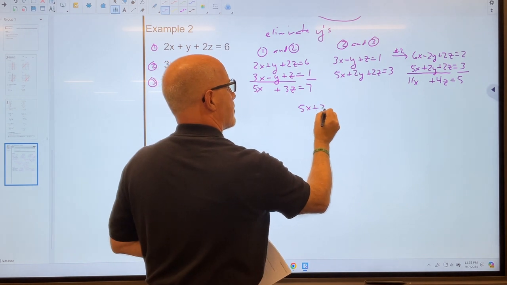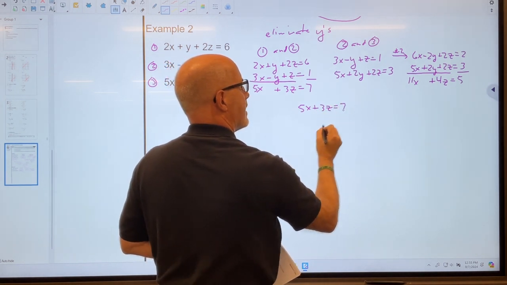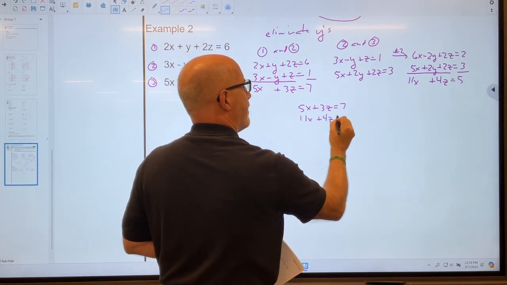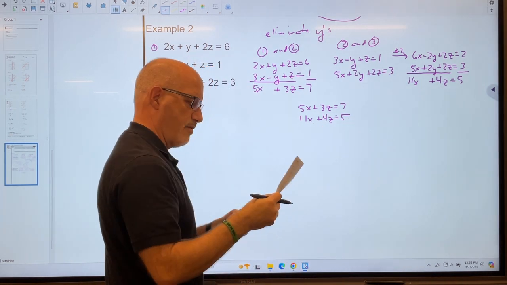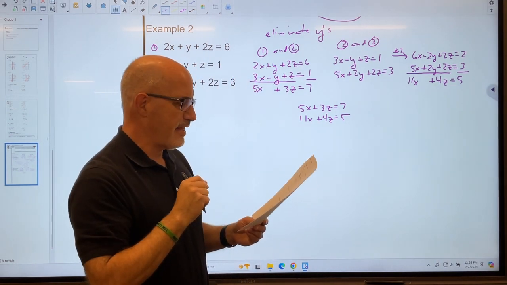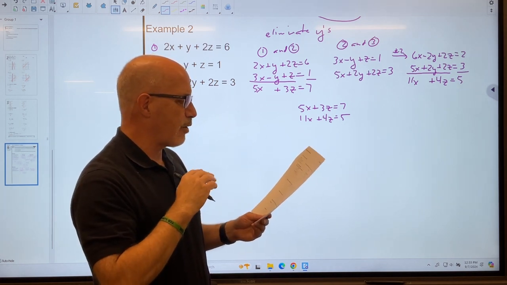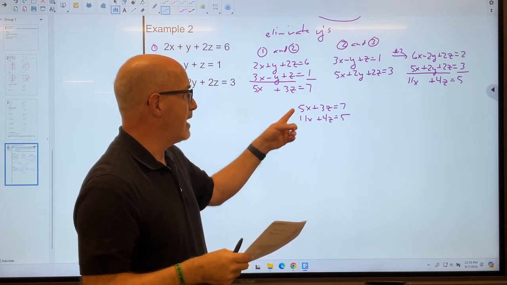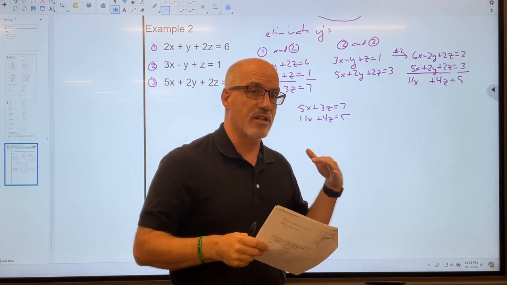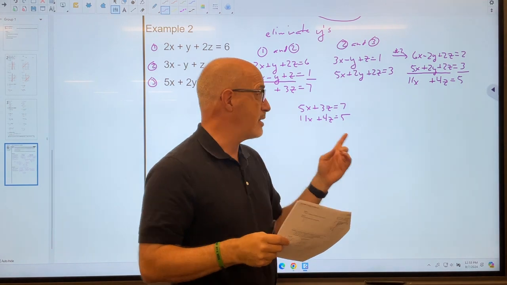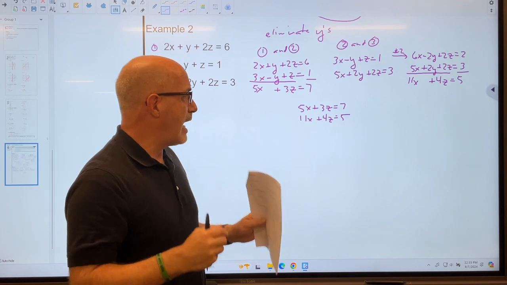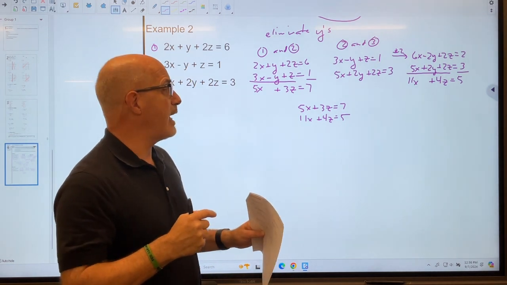5x plus 3z equals 7. 11x plus 4z equals 5. And we're going to solve this system of equations. Now you can tell from this that this one's not going to be as easy to get rid of the variables as quickly. How do we get rid of the x's or the z's? Substitution is not a great option here either, because getting one of the variables by itself will give me fractions. So I'm going to go ahead on this one.